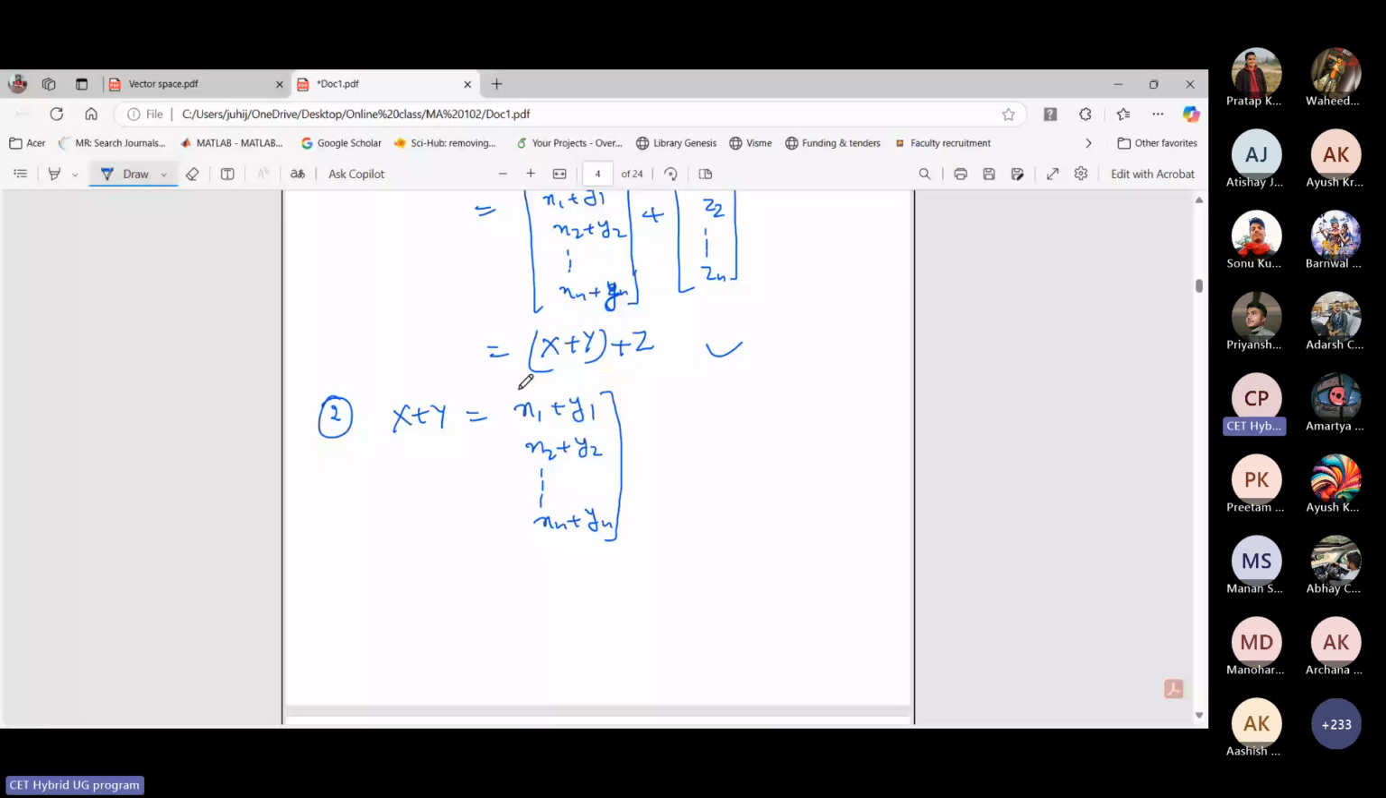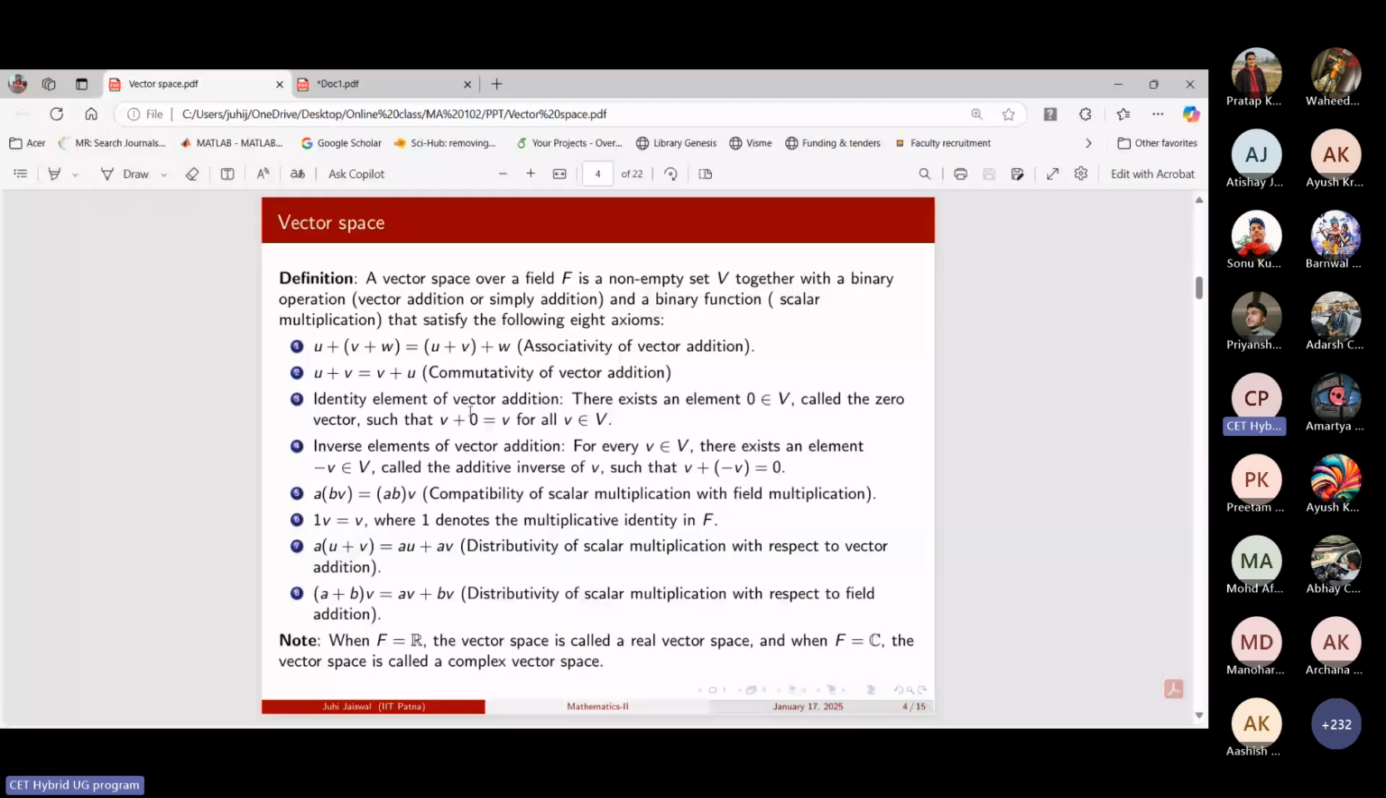Now, by utilizing the property of commutativity of real numbers, can I write this as y1 plus x1, y2 plus x2, yn plus xn? If I can write this one as this, the second one is what? This is simply y plus x, right? So commutativity with respect to vector addition also holds. The next property is what? Identity element of vector addition.